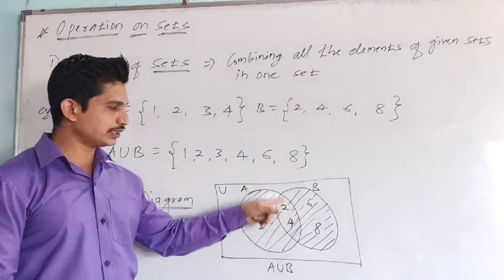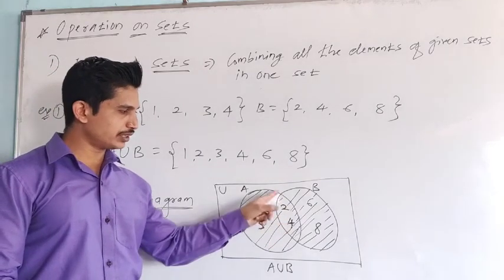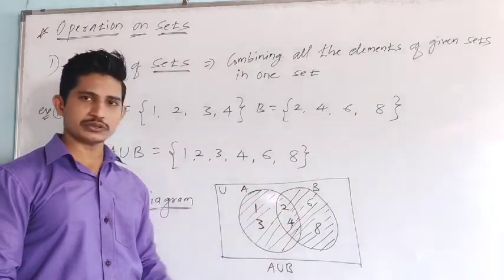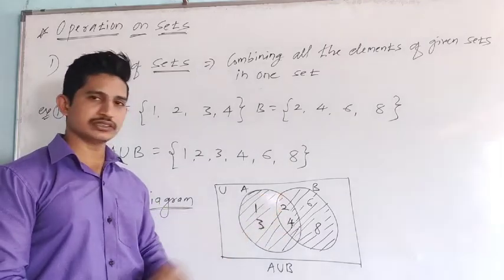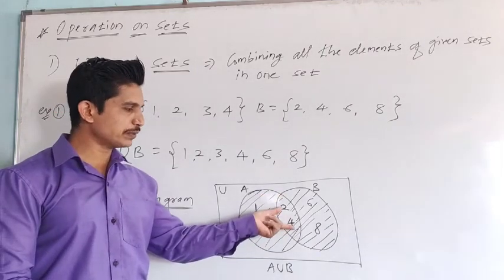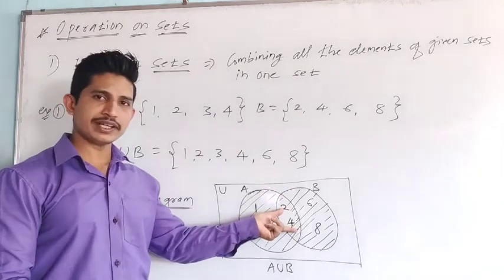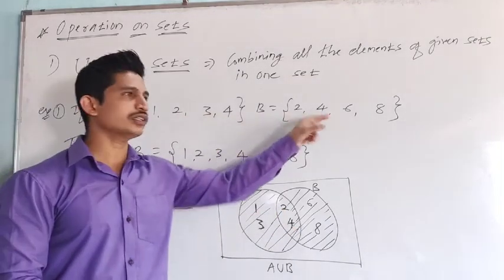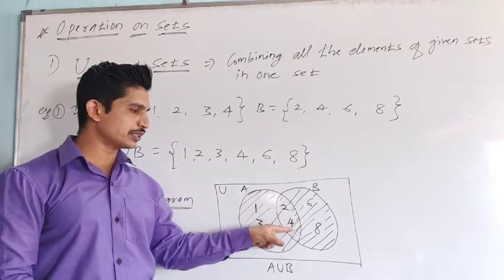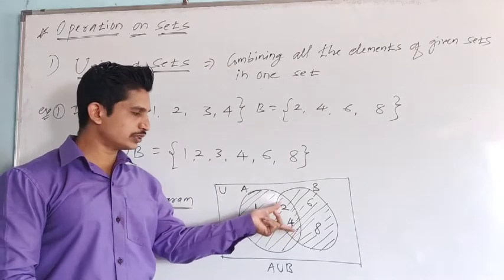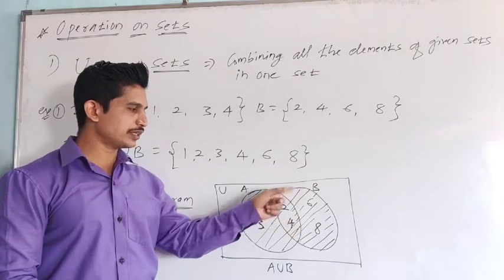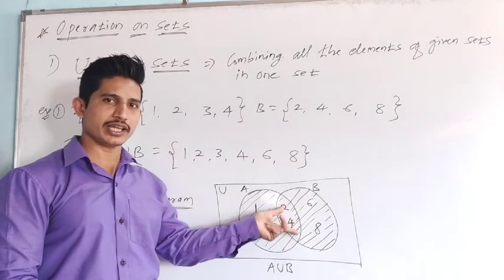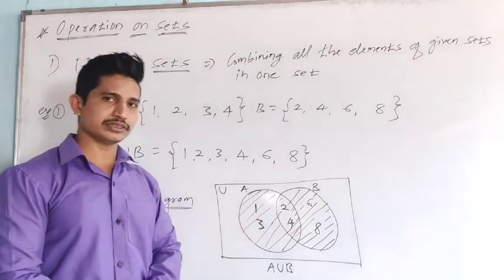Now, how to write the elements? In between here, this is the place for set A also, and this is the place for set B also. So this is the common place. In the common place, write the common numbers. So 2 and 4 is here, 2 and 4 is here. This is the common place for A and B, so write their common numbers.